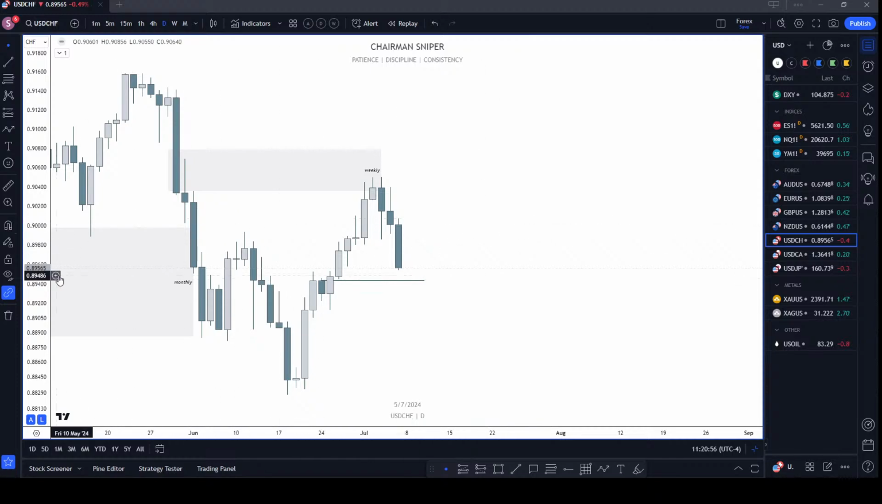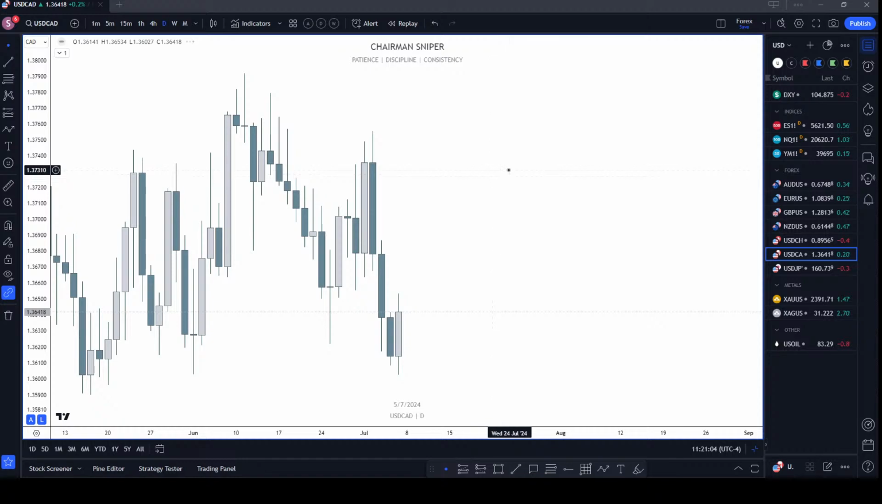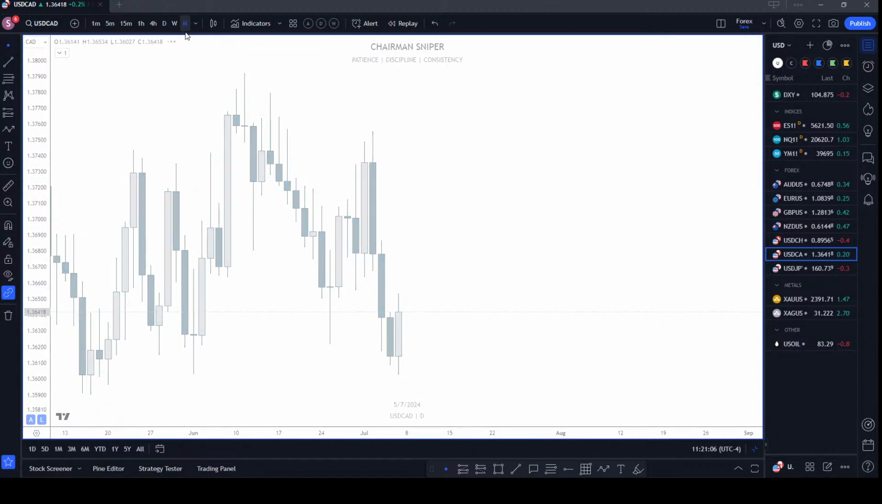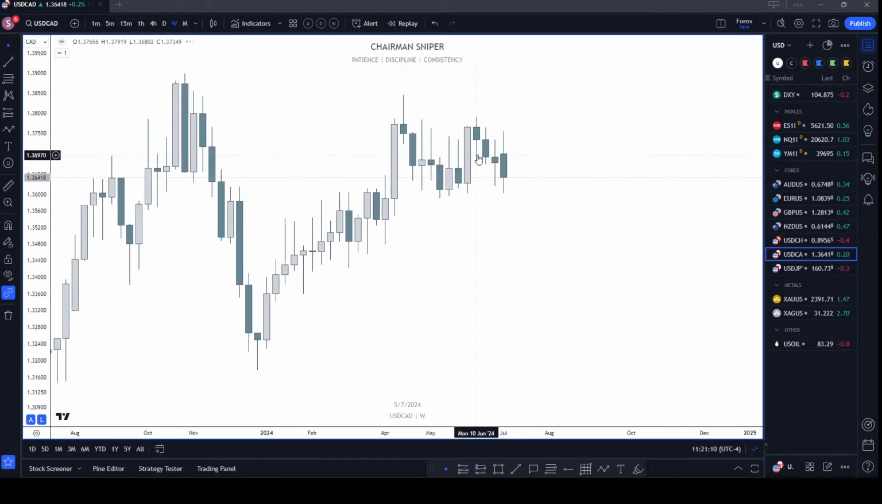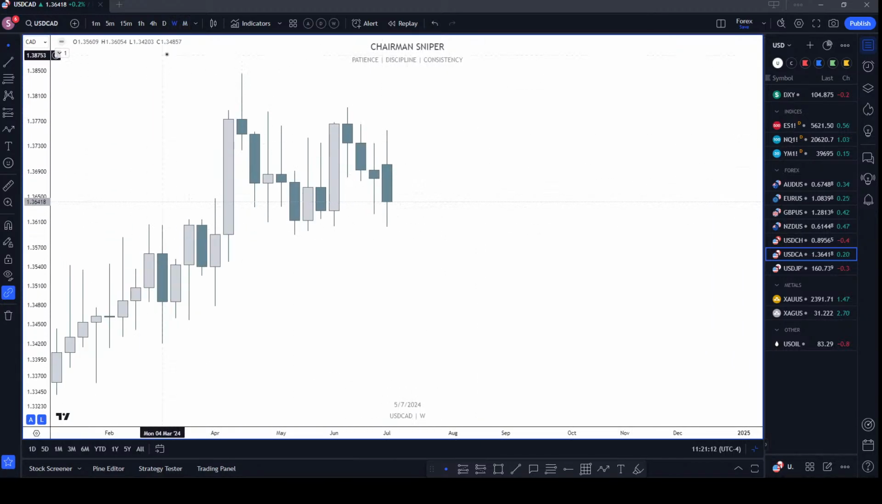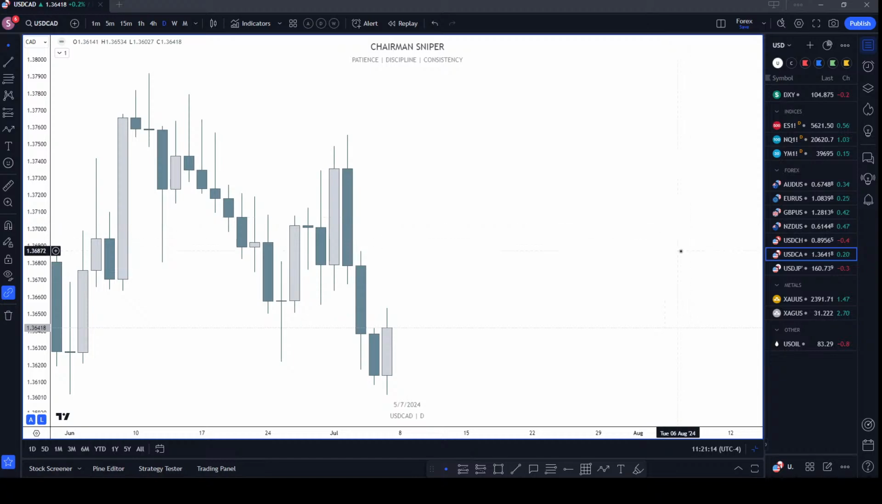Let me actually put an alert on here as to what I want to do. Right, like this. Here's the card. Here's the card, it has been very choppy, so not much to look at on the monthly. On the weekly, not much to look at either. On the daily, let me see.